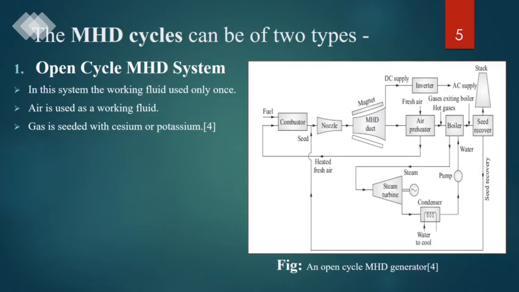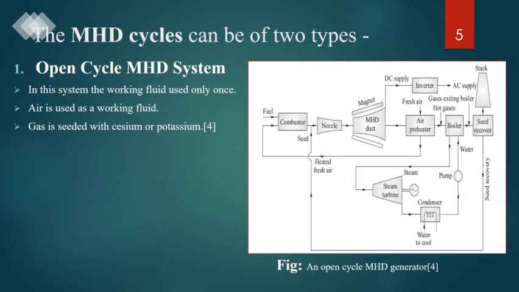In this diagram we see a combustor, nozzle, MHD duct, air preheater, inverter, boiler, seed recovery, pump, condenser, steam turbine, stack, etc. This is a block diagram of an open cycle MHD generator. In this, oil or gasified coal is used as fuel. Fuel is burned in the combustor, and the ionized gas heated from the combustor is seeded with the help of cesium or potassium.